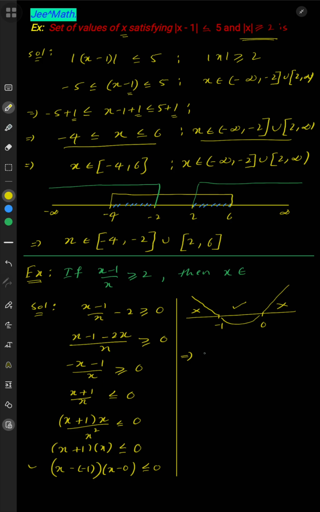So this all implies what? So see, x belongs to minus 1 to 0 can be taken. But for 0, closed bracket can't be given. Why? On taking x as 0, the denominator becomes 0, right? So you need to give an open bracket only.